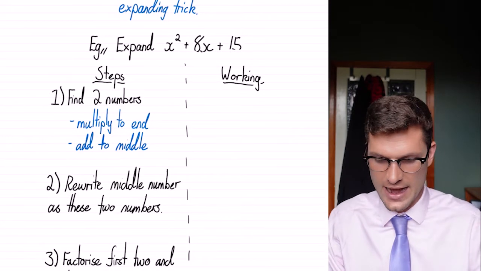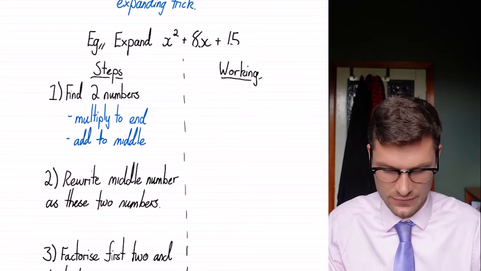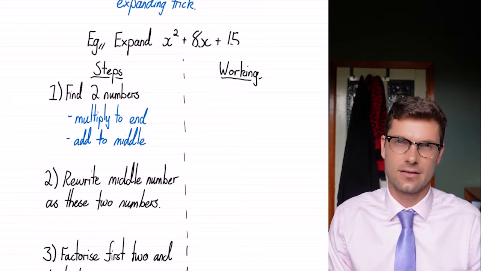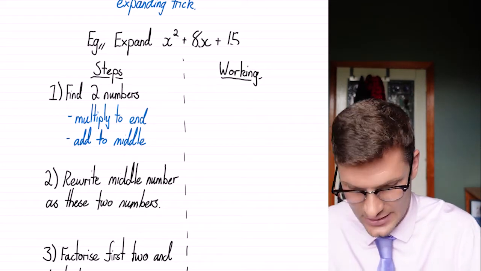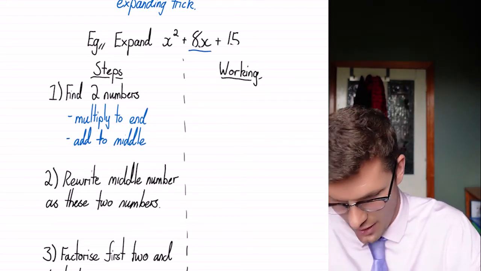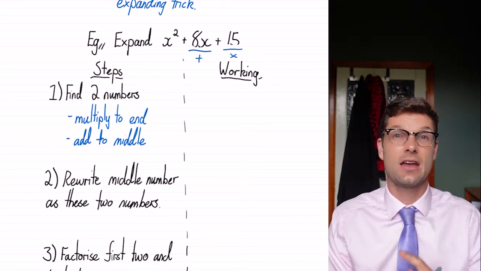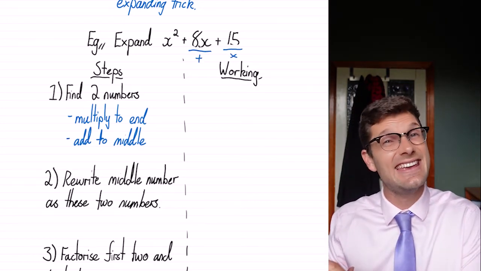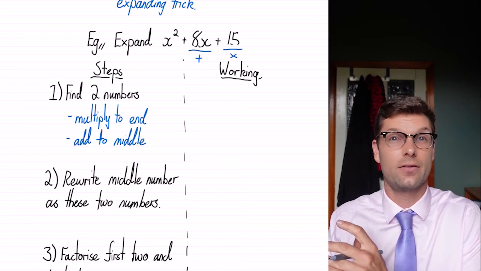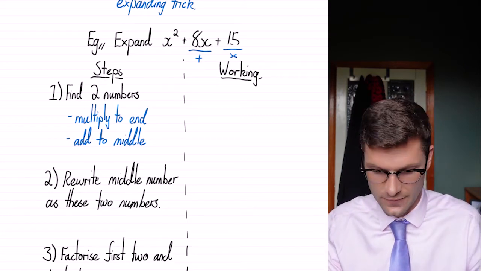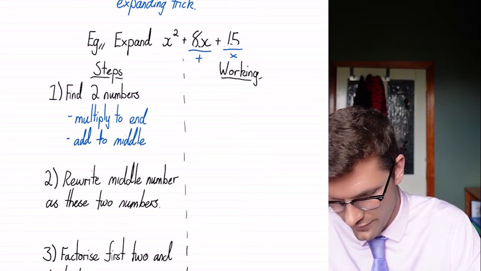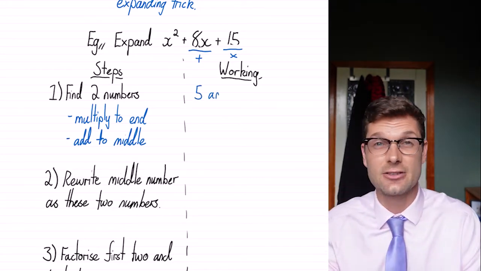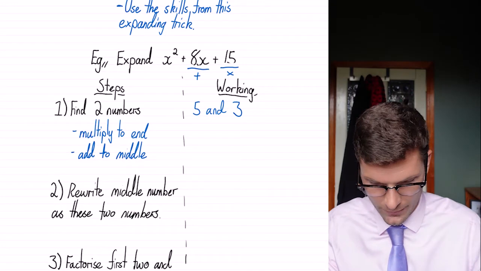So for this, we've got x squared plus 8x plus 15. The first thing we've got to do is work out two numbers that add together to give 8 and multiply together to give 15. It's always going to be two numbers. It's easier to start with the 15, finding two factors of 15. So for this one, it's pretty cruisy that we've got 5 and 3. These are our two numbers and they're going to be really important.